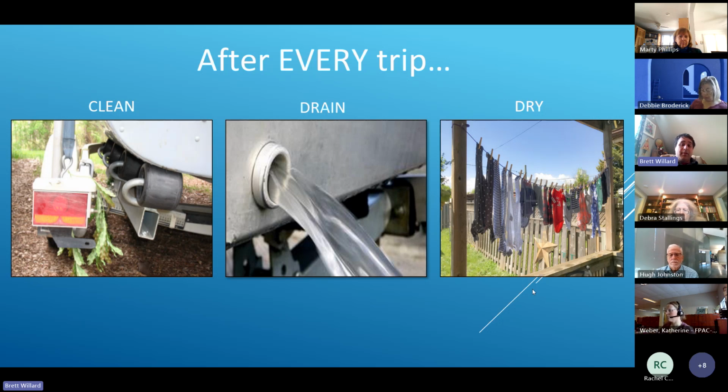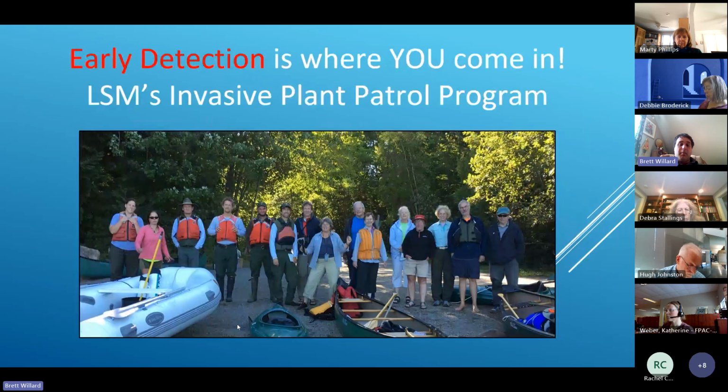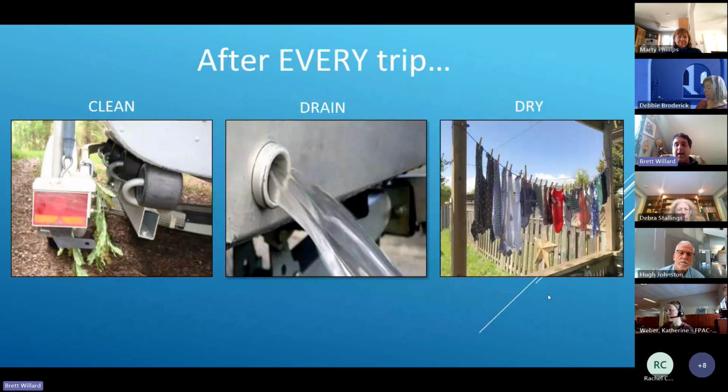A portable garden sprayer with a 2% bleach solution is a great way to quickly clean your boat. Pull out your drain plugs, whoops, and make sure that everything is nice and dry before you bring it somewhere else.